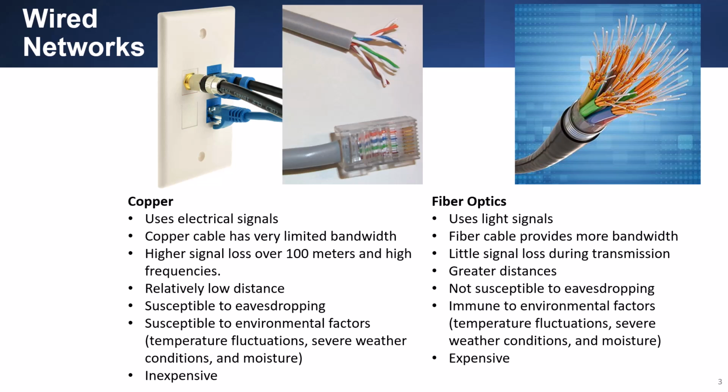Fiber optics uses light signals. Fiber cable provides more bandwidth and has little signal loss during transmission. It offers greater distances. It's not susceptible to eavesdropping and is immune to environmental factors including temperature fluctuations, severe weather conditions, and moisture. It is expensive.